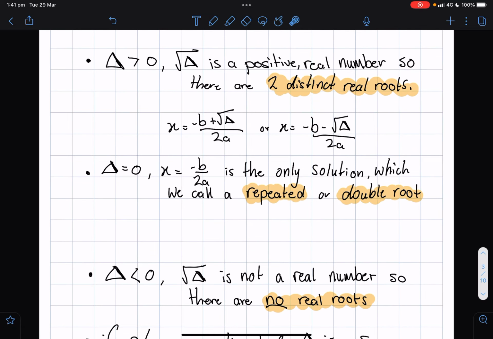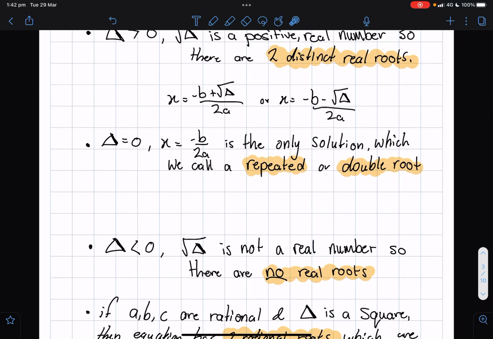So when you're asked to classify the roots of a quadratic, you check by calculating the discriminant. You'll either have two distinct real roots, a repeated or a double root, which you can use interchangeably, or you'll have no real roots, okay?